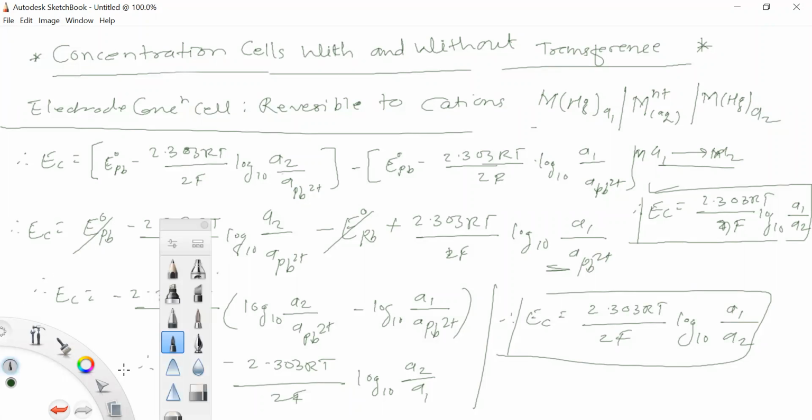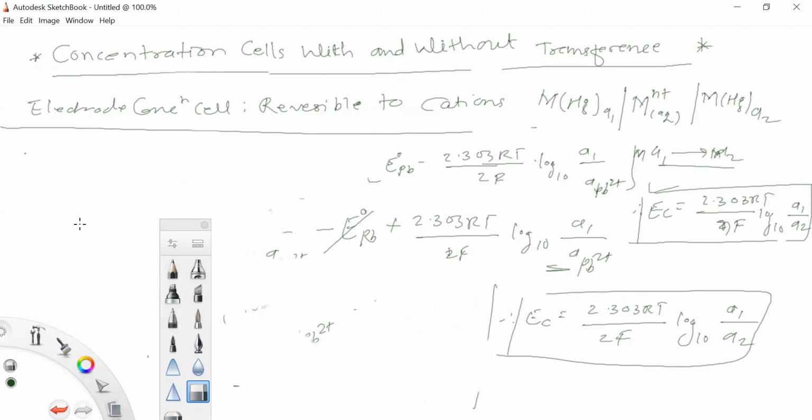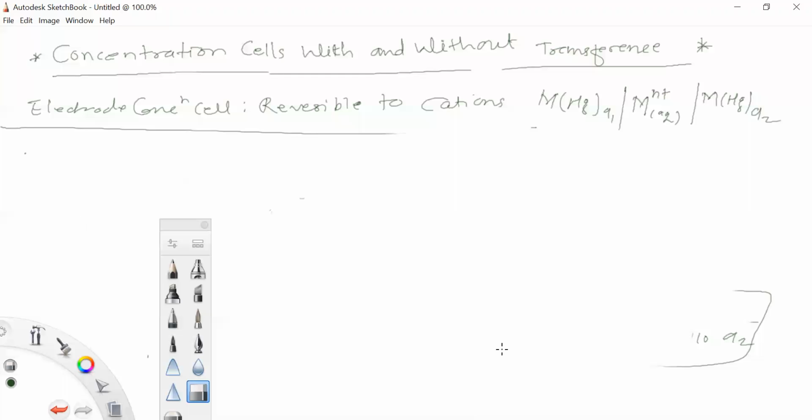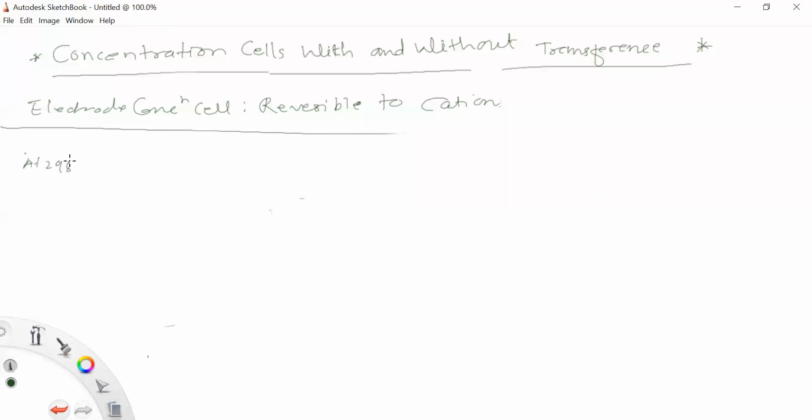So in this way we can find out the EMF equation for the electrode concentration cell when it is reversible to cations. In the same way, we can find out the equation for the electrode concentration cell reversible to anion. Before going to this, let us just understand this.